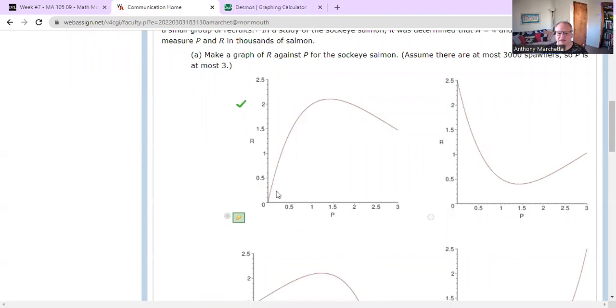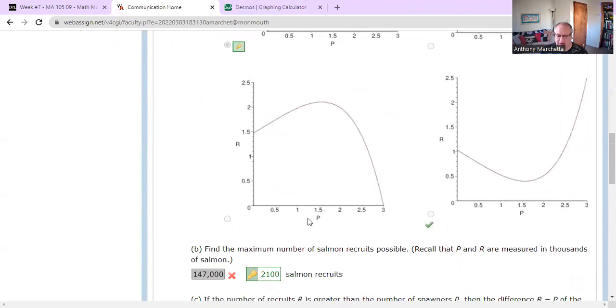Take a look at the others. So it's definitely none of those. It's got to be that one. So the trick to getting part A correct is just making sure that you're really on top of that idea of the axis, how it has to go from 0 to 3 and 0 to 2.5. Then after that, there's another question here.